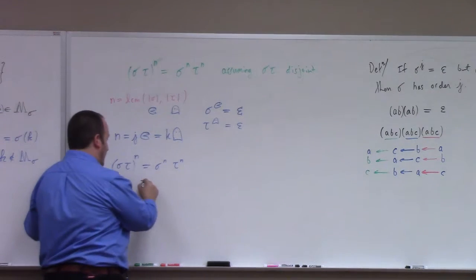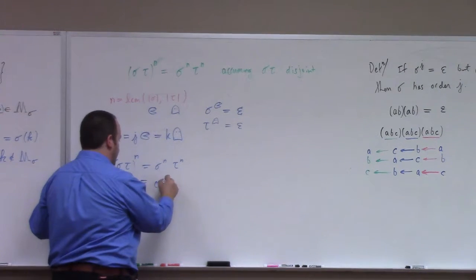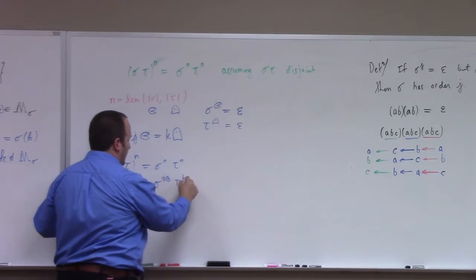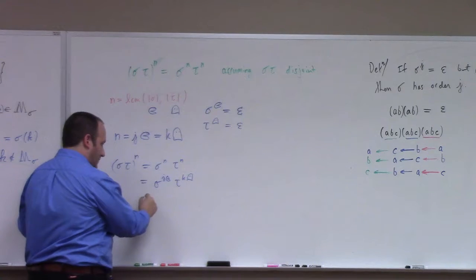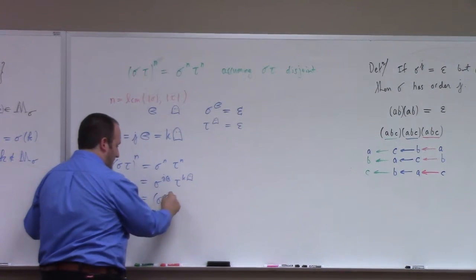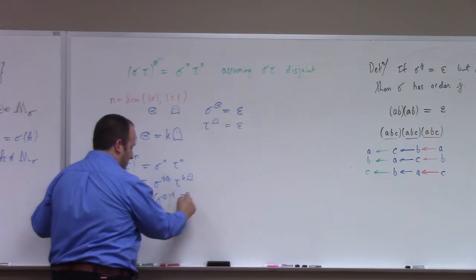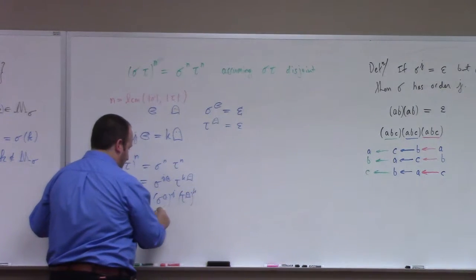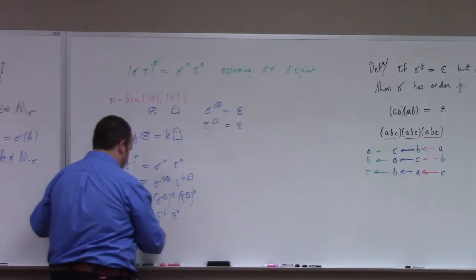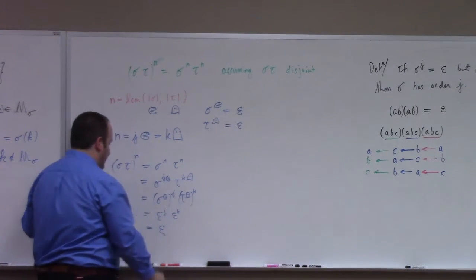But that, on the one hand, is sigma to the J Pac-Man, and it's also tau to the K Ghost, right? So then we get sigma to the Pac-Man, to the J power, tau to the Ghost, to the K power, but this is epsilon to the J, epsilon to the K, also known as the identity permutation.